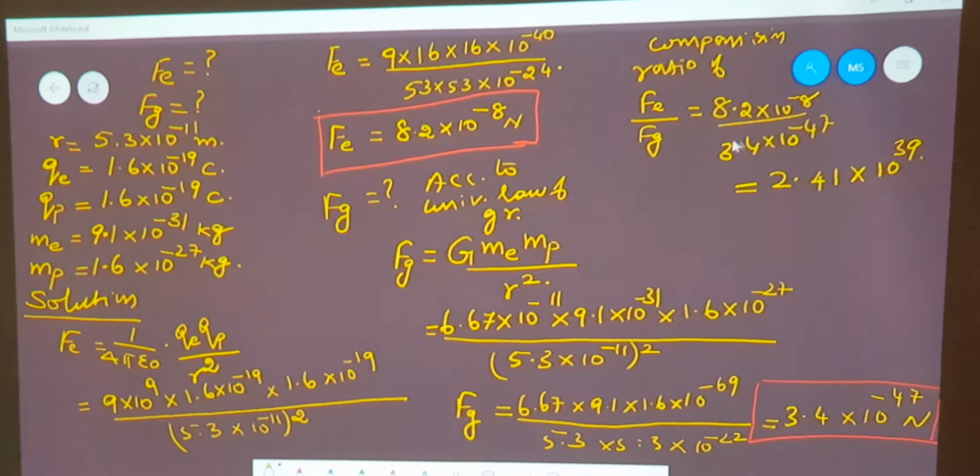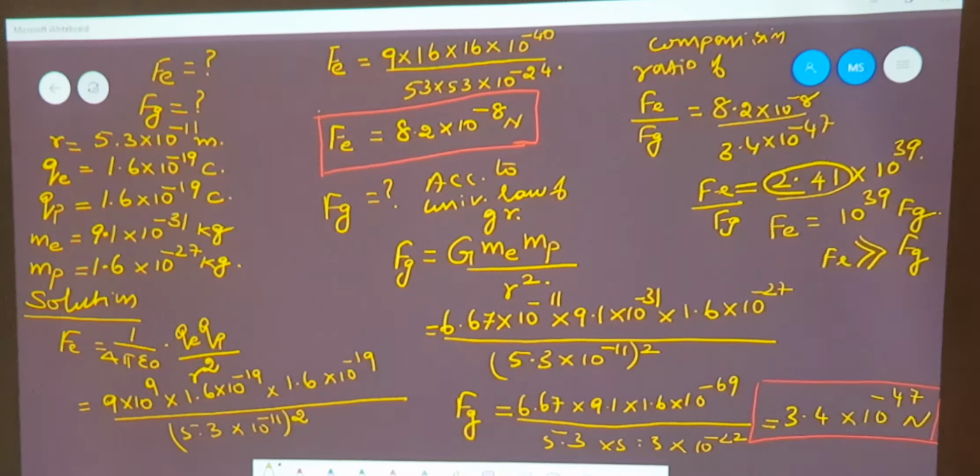So you can write on cross, this is Fe divided by Fg. When you are cross multiplying, Fe is equal to nearly, let us leave this, 10 to the power of 39 times Fg. So Fe is very much greater than Fg. The electrostatic force is very much larger than the gravitational force.